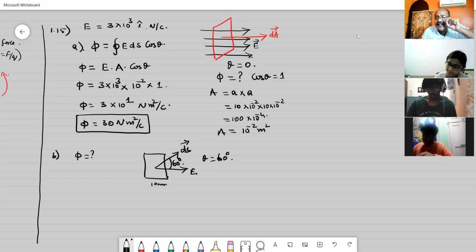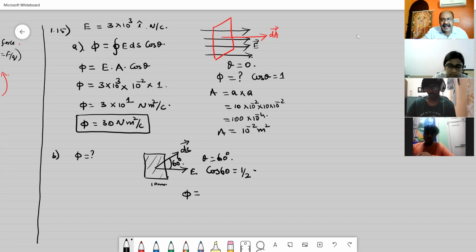As we know, theta is the angle between the normal drawn and the electrical field. The electrical field is along the x-axis, since it is given as I cap, and the normal drawn to the square is at an angle of 60 degree with the x-axis. So theta equal to 60. In that case, cos 60, or cos theta, is equal to 1 divided by 2.